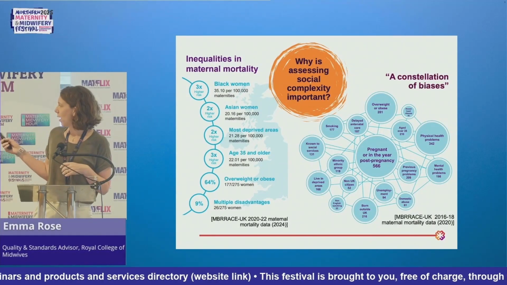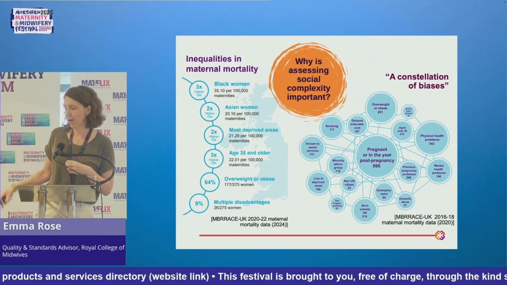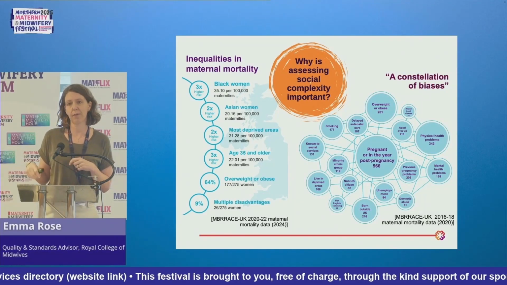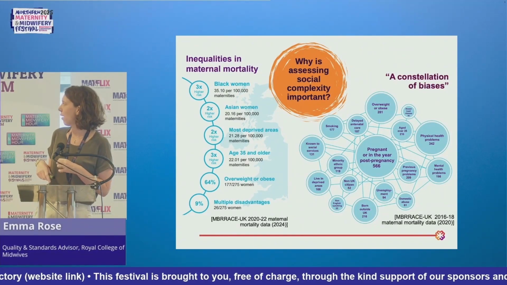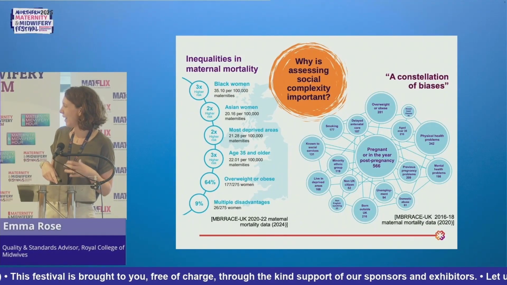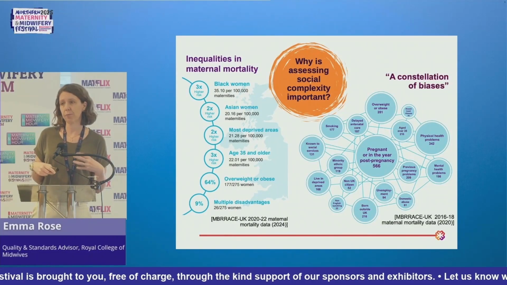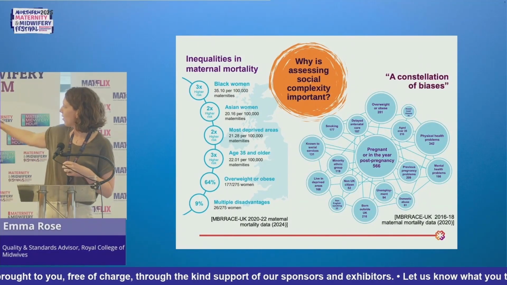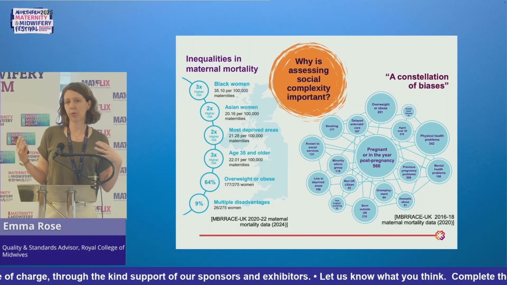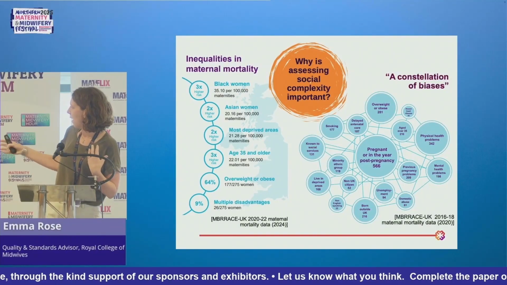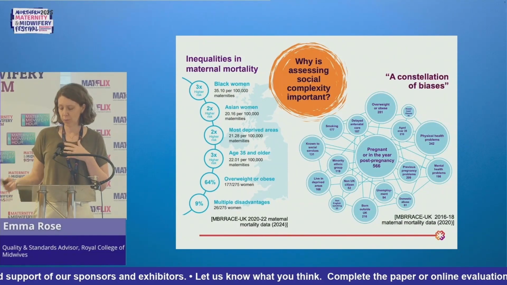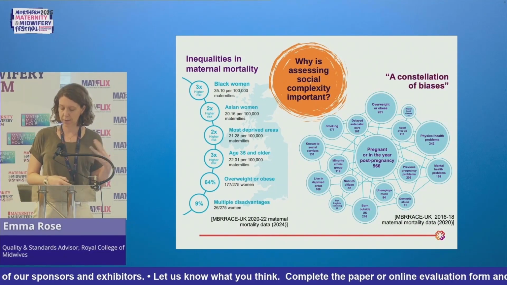So, for example, this is some of our latest MBRRACE data, and women living in the most deprived areas of the UK have a two times higher chance of dying. We know that at least 9% of those women who died had multiple disadvantages. And this was an older report that just really brilliantly brought together that concept of how multiple disadvantage can impact families. And that's that constellation of biases that was seen with the women whose cases were reviewed and who died.